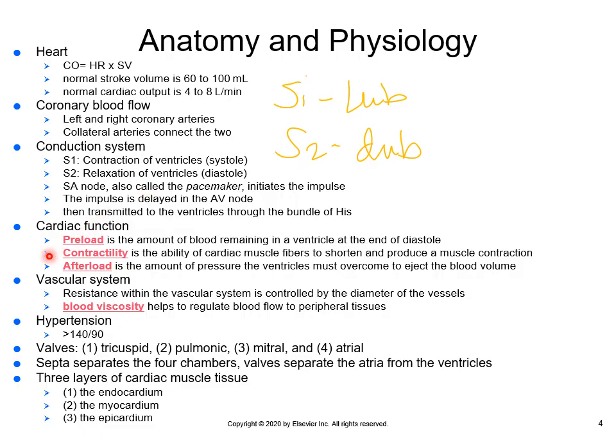Contractility is the ability of the heart, the muscle fibers of the heart, to shorten and produce a muscle contraction. It's what we call contractility. Now, the afterload is the amount of pressure the ventricles must overcome to eject the blood volume. So when we are talking about afterload, this is not the amount of blood, but the amount of pressure that the ventricles must overcome to eject the blood volume.